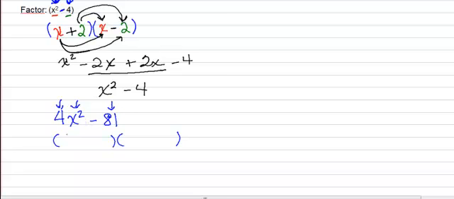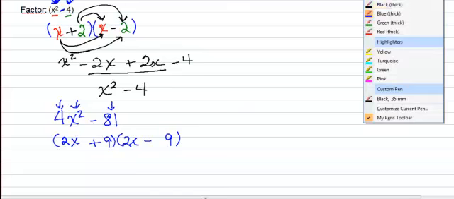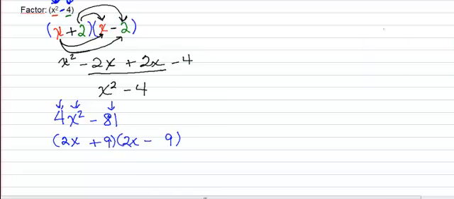So now we look at 4, and we know that the square root of that is 2. The square root of x squared is x. The square root of 81 is 9. We do our plus and our minus, and we're done. And then, of course, the last step that you're going to do is just to FOIL it back real quick to make sure that you are correct.